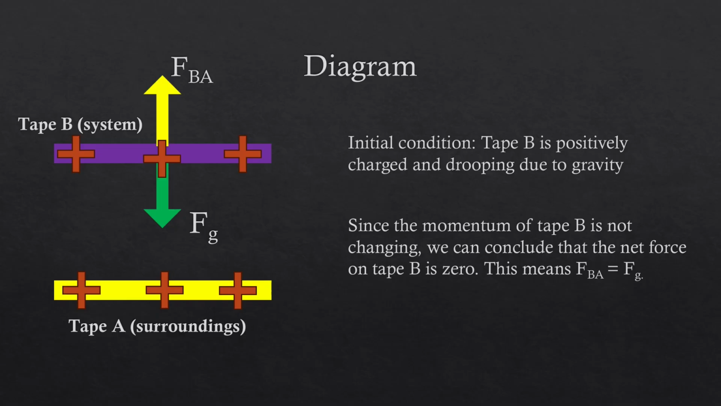As the initial condition, tape B was positively charged and also drooping due to the force of gravity. When we brought tape A near tape B, because the two tapes had the same charge, they started to repel each other. And since the momentum of tape B wasn't changing after a few moments, we can conclude that the net force on tape B was 0. This must mean that the electric force on tape B must equal the gravitational force on tape B.